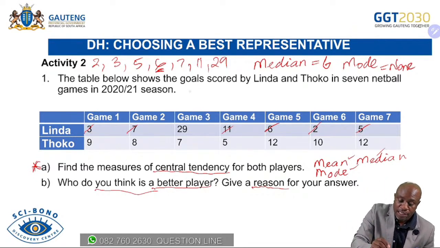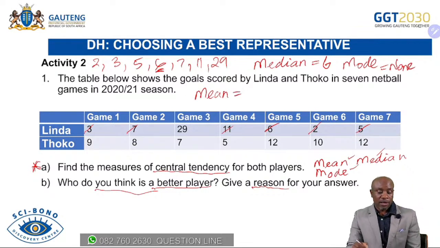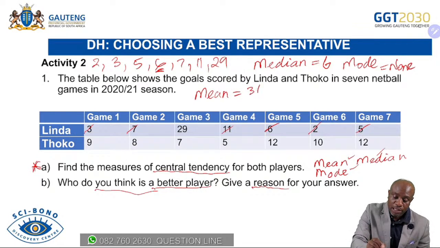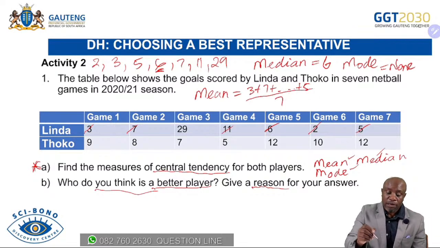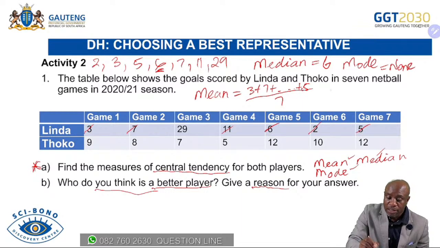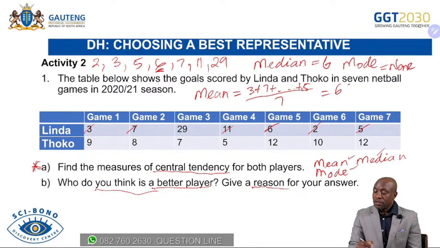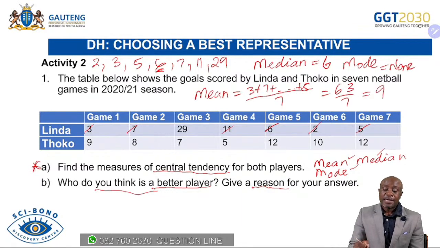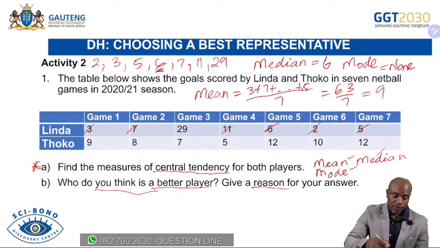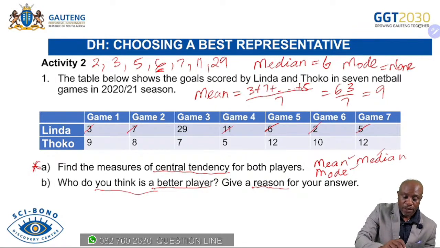Now, we need to calculate the mean, and we're still doing Linda, remember? So Linda's mean will be 3 plus 7 plus up to the last number, which is a 5, and then divided by the 7 games that she played. If we add those, we get 63 over 7, which will give you 9. So on average, when we talk about the mean, she scored 9 goals. That's powerful.